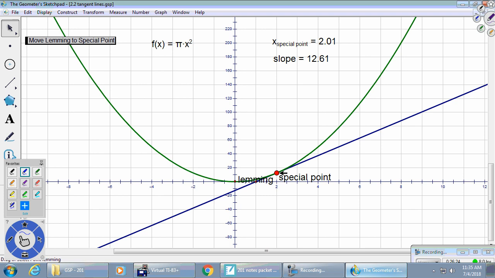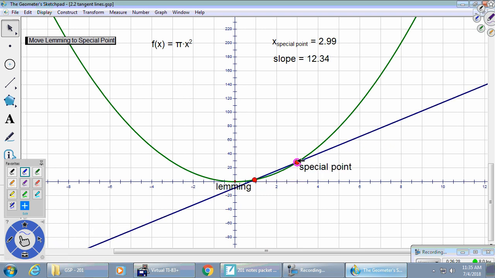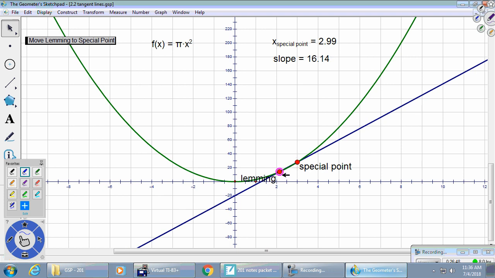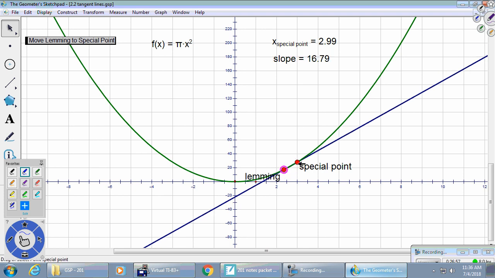Suppose I move my special point from x equals 2 to x equals 3. Do we expect the tangent line to have a bigger or smaller slope than before? This graph is not only increasing, it's increasing faster and faster, so I expect this tangent line to be steeper than before. The slope is now roughly 18.8. It used to be something like 12.61, so it makes sense that it's gotten bigger.